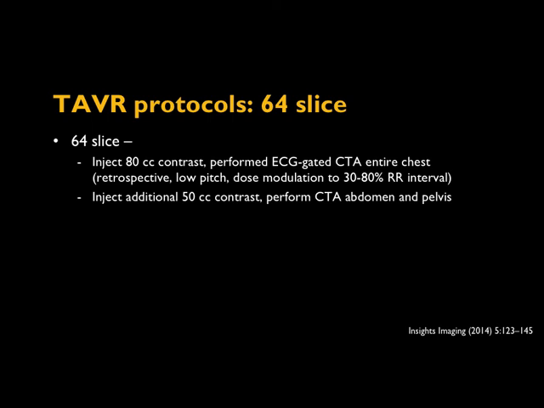So a different approach that people have reported and tried is splitting the bolus, doing initially an injection of 80 cc's for the cardiac CT, and then moving the patient and doing another injection and doing your CT angiogram of the abdomen and pelvis. So you can do a gated of the entire chest and then CTA abdomen pelvis, or you could do just a gated focused in on the aorta itself and then a CTA of chest, abdomen, pelvis. It's kind of, again, nothing is set in stone there. It's really up to personal preference.